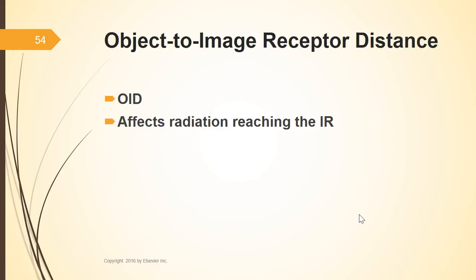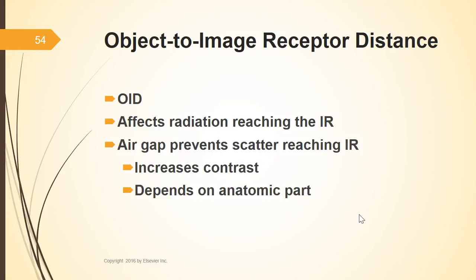When there is sufficient distance between the object and the IR, an air gap is created, and that air gap prevents the scatter from hitting the IR. Whenever the amount of scatter reaching the IR is reduced, then you have increased the contrast. The amount of OID required to increase that contrast depends in part on the percentage of scatter that exits the patient.